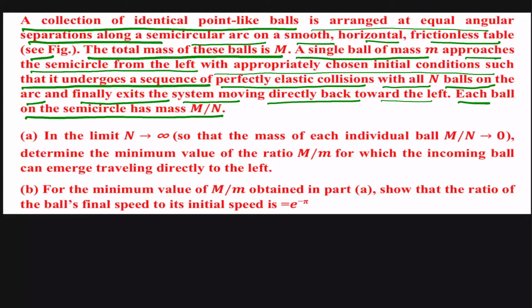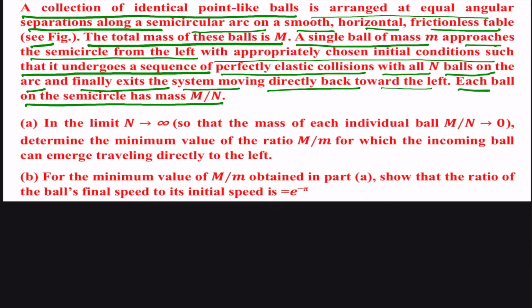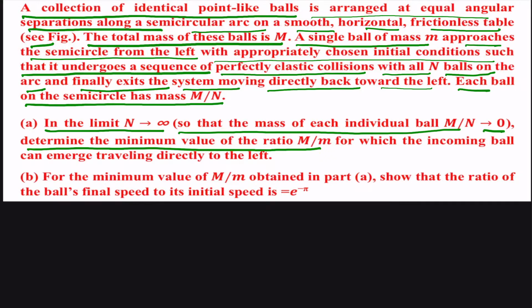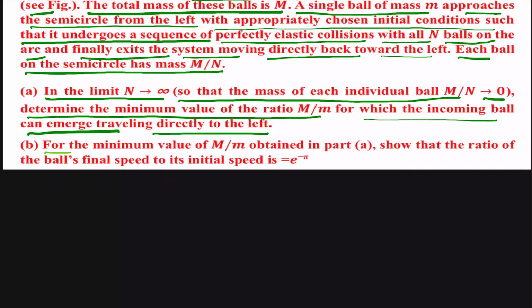So based on this, we are having two questions. In the limit n tends to infinity, so that the mass of each individual ball M upon n is approximately 0, determine the minimum value of the ratio m upon M for which the incoming ball can emerge traveling directly to the left. Part B, for the minimum value of m upon M obtained in part A, show that the ratio of the ball's final speed to the initial speed is e raised to power minus pi.